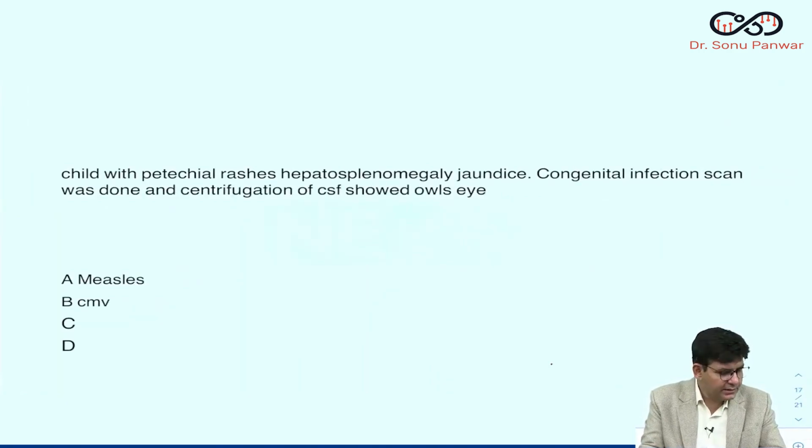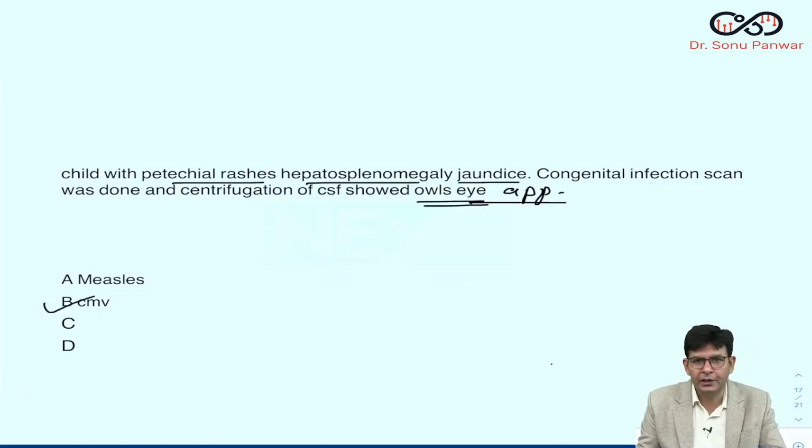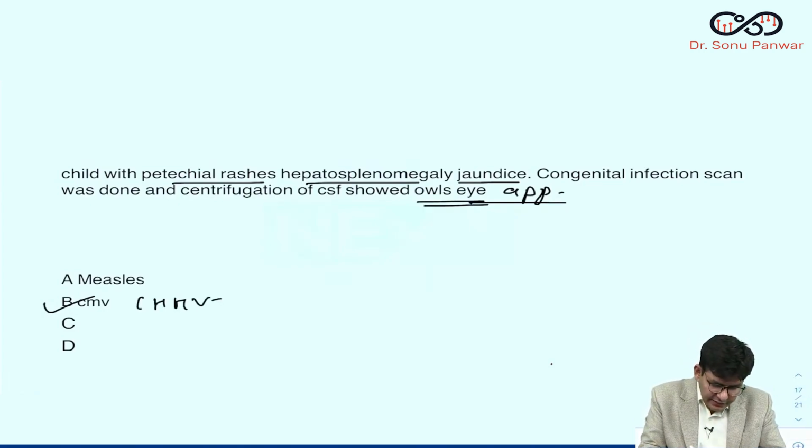Now, was this there? See this particular question, that petechial rashes, hepatosplenomegaly, jaundice, and there was calcification seen, and in the same question it was given owl eye appearance also. So obviously if it is owl eye appearance, we are talking about what? Cytomegalovirus. That is owl eye appearance in this particular one. Can you tell me? Okay, Adarsh. Thank you. So this is straightforward. Cytomegalovirus, which is also termed as HHV5.